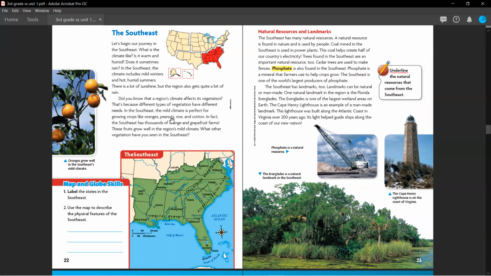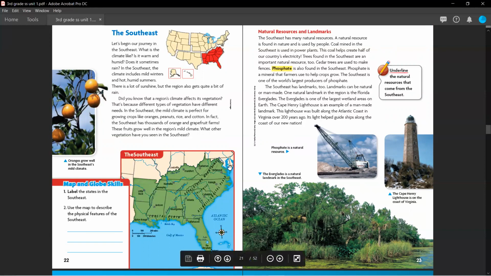In the Southeast, the mild climate is perfect for growing crops like oranges, peanuts, rice, and cotton. In fact, the Southeast has thousands of orange and grapefruit farms. These fruits grow well in the region's mild climate. What other vegetation have you seen in the Southeast? Over here we have one of our pictures with a caption under it. It says oranges grow well in the Southeast mild climate.